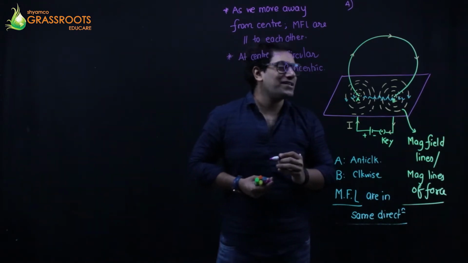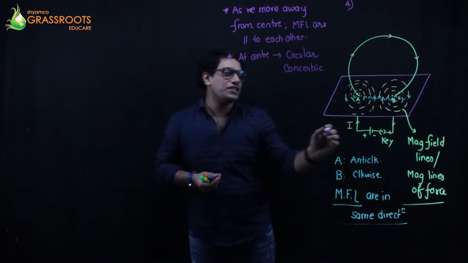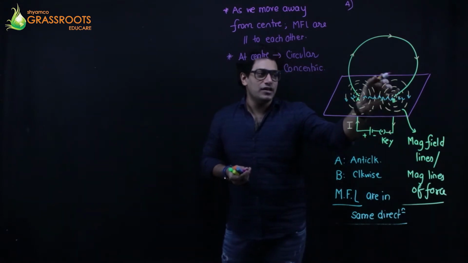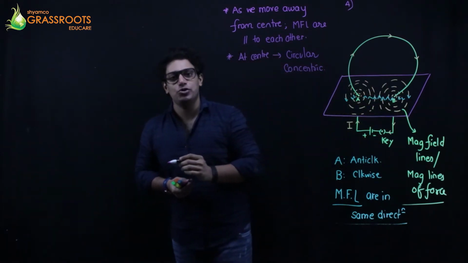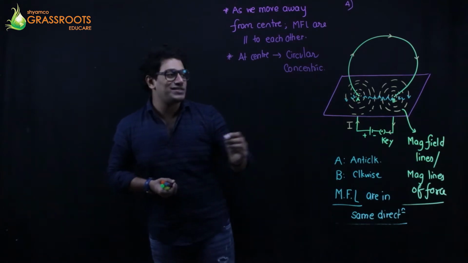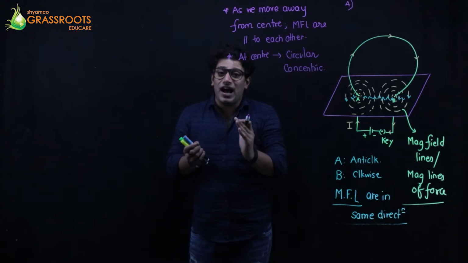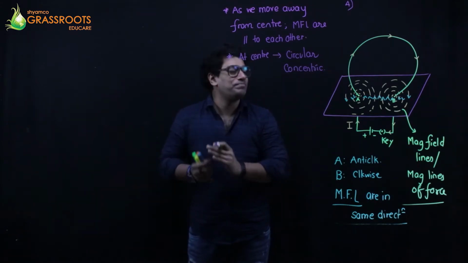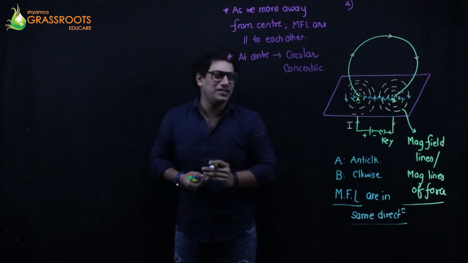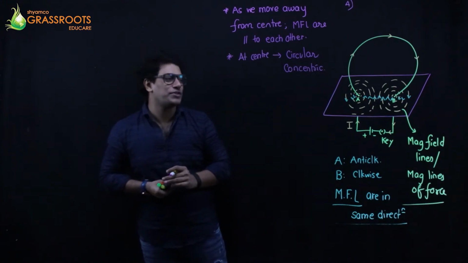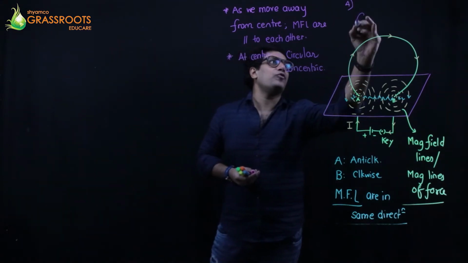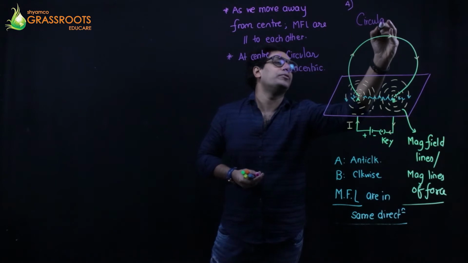Okay, so these are the 2 points of concern. Obviously if the direction of the current changes, the direction of the magnetic field lines will also change. At the center they are concentric, and as we move away they are almost parallel to each other, and they are non-intersecting, they don't intersect each other. Those are all basic points, right? So this was my 4th answer about a circular loop.